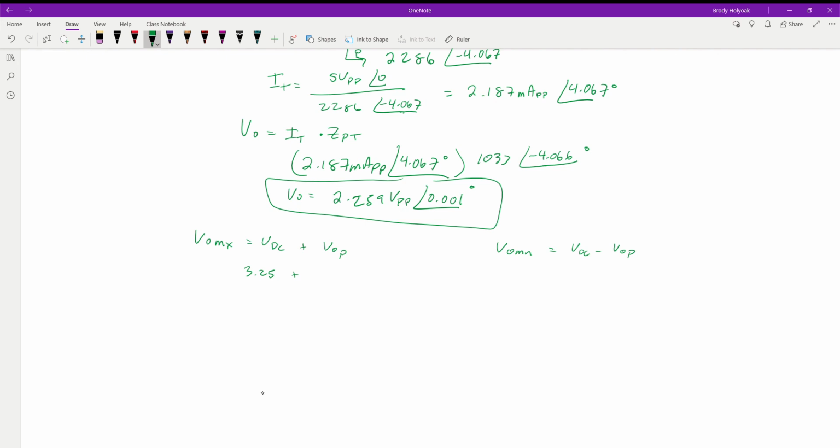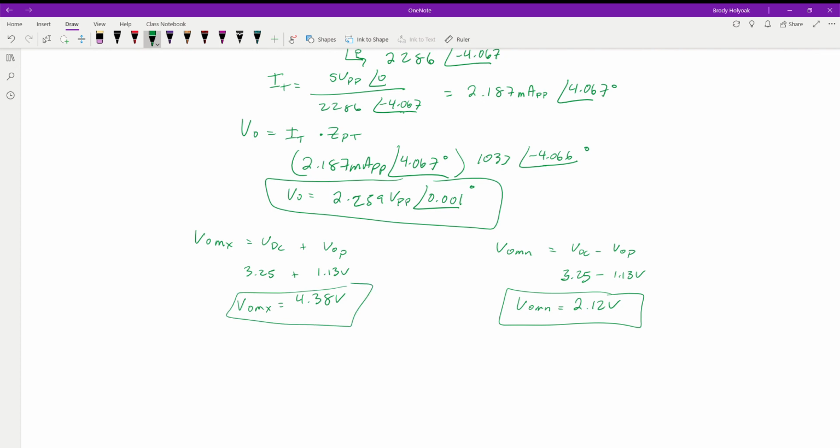So this is going to be 1.13 volts. This is 3.525 minus 1.13 volts. So the V out max is going to be 4.38 volts, and the minimum is going to be 2.12 volts. So there's our max, there's our minimum.